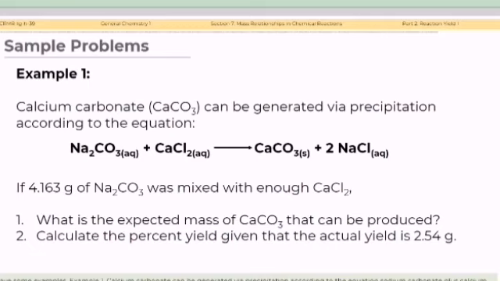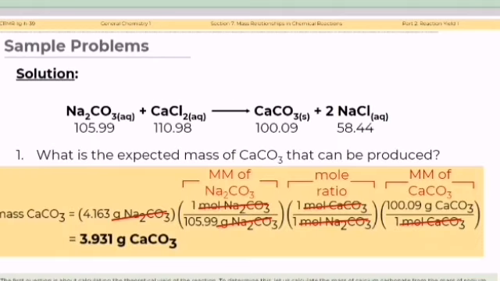Question number 1. What is the expected mass of the calcium carbonate that can be produced? Question number 2. Calculate the percent yield given the actual yield, which is 2.54 grams. Solution. The first question is about calculating the theoretical yield of the reaction.